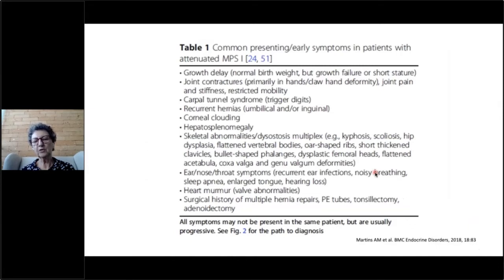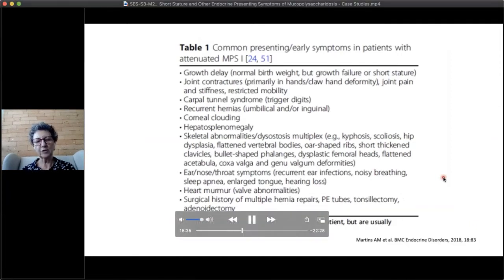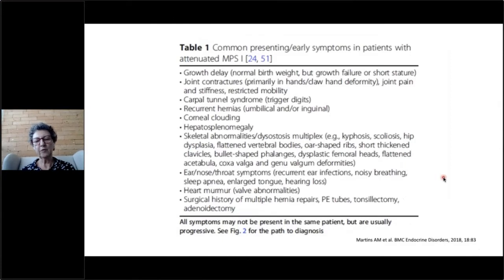Ear, nose, throat symptoms: recurrent ear infections, remember the otitis media, noisy breathing, sleep apnea, enlarged tongue, macroglossia, and hearing loss. Heart murmur, valve abnormalities, and surgical history of multiple hernia repairs, PE tubes, tonsillectomy, and adenoidectomy. It's important to be alert that all symptoms may not be present in the same patient, but are usually progressive. See Figure 2.